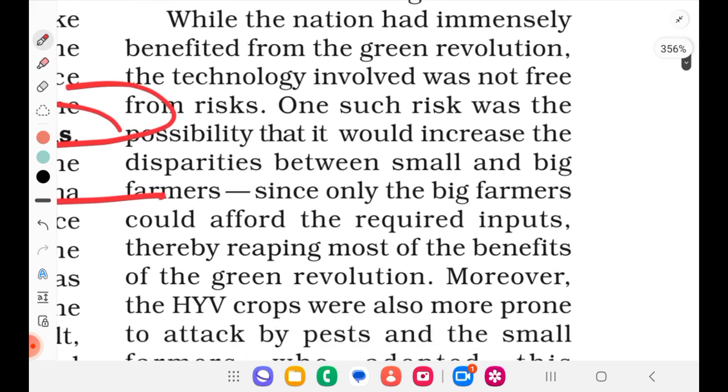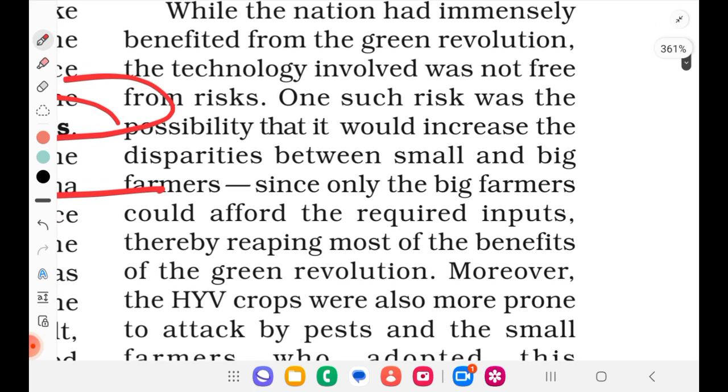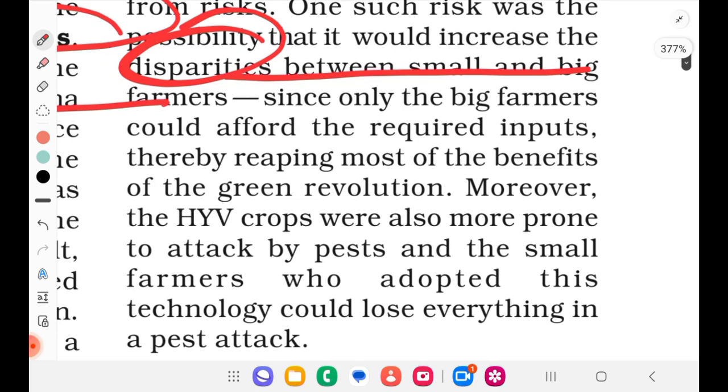While the nation had immensely benefited from a Green Revolution technology, the technology involved was not free from risk. One such risk was the possibility that it would increase the disparities between small and big farmers, since only big farmers could afford the required input, thereby reaping most of the benefits of the Green Revolution. Moreover, the HYV seeds or HYV crops were also more prone to attack by pests, and the small farmers who adopted this technology could lose everything in a pest attack.